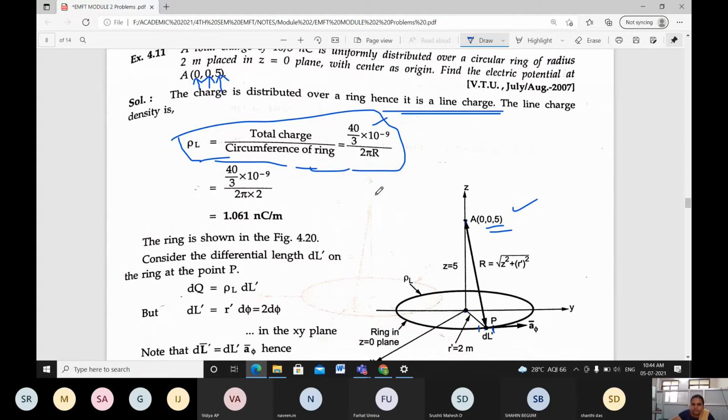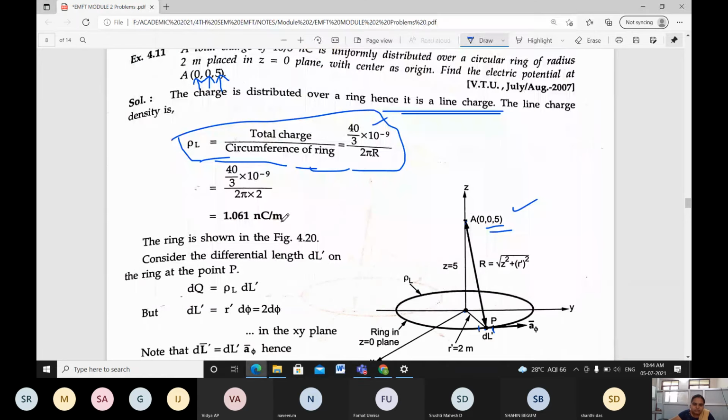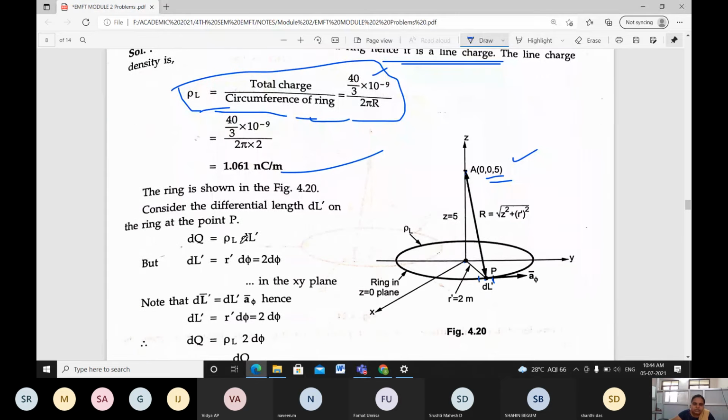What is our r here? It is 2 only, 2 meters. Then substituting r as 2, we will get 1.061 nanocoulombs per meter. Then consider the differential length, here it is taken as dl on the ring at point P. Then dq is going to be equal to what?